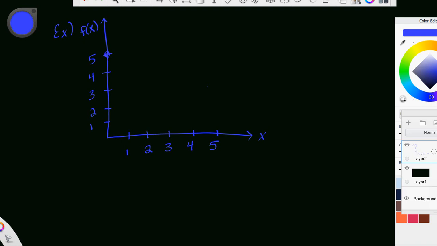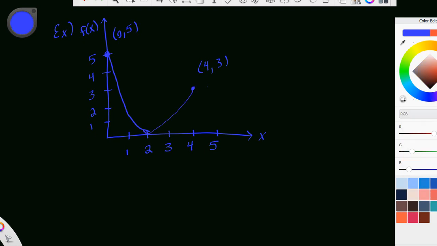Alright, so we're going to have 2 points of this. Let's start at 0, 5. And let's also have a point at, let's say, 4, 3. Now, when we're making this shape, let's go ahead and make it look kind of like a quadratic or a parabola. So we'll dip on down until we hit about 2 and then come back up to 4, 3. Now, let's say that we wanted to find the average rate of change between these 2 points, which would be the slope of that secant line.